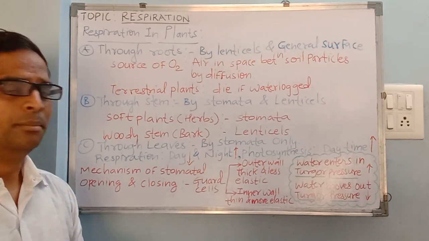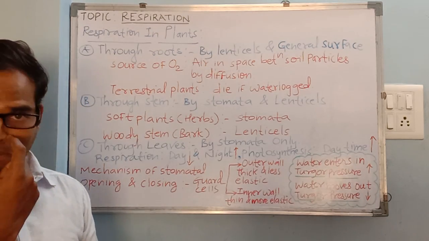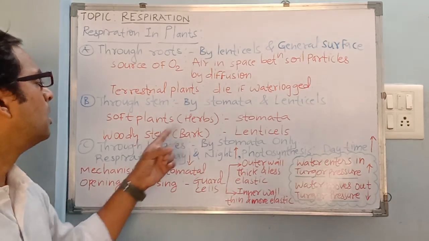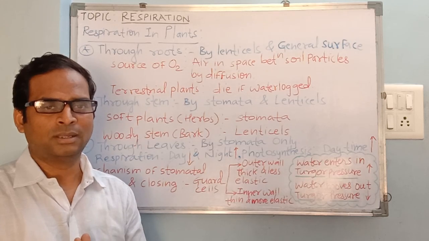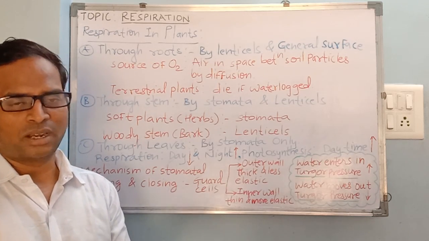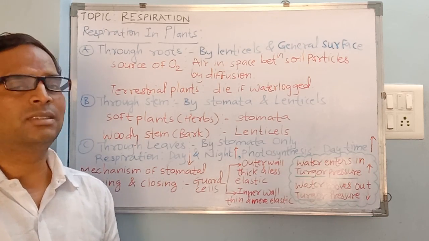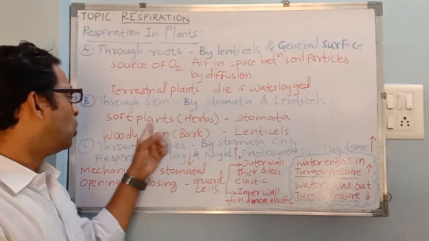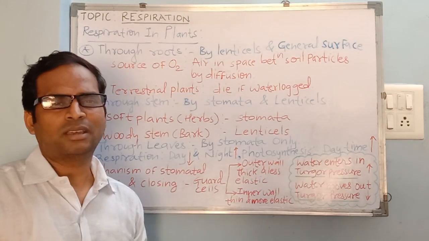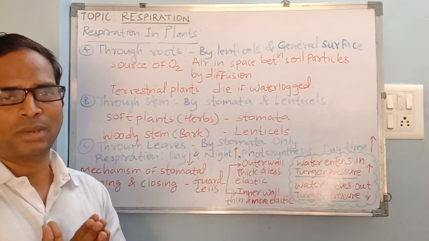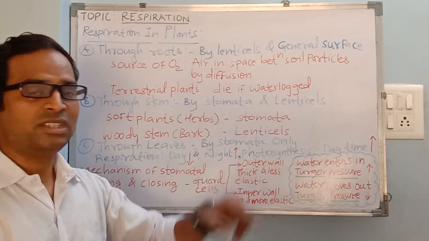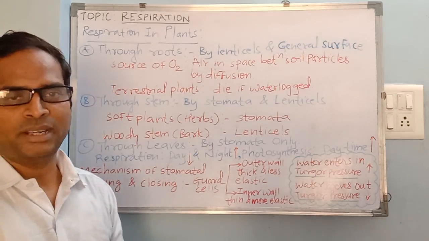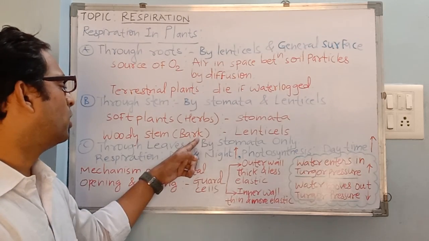So when it comes to stem, there are two types of stems. In some plants, the stem is soft, for example herbs or herbaceous plants. And some plants, which are usually large plants, trees, have a hard stem. So these small herbaceous plants have a soft stem, and that soft stem has stomata through which they respire.